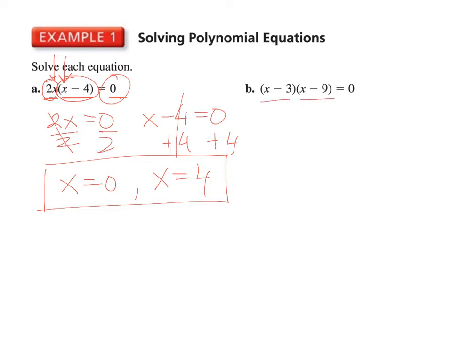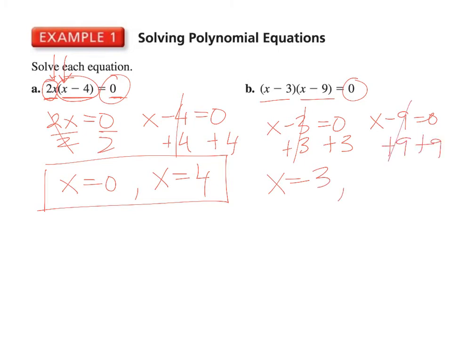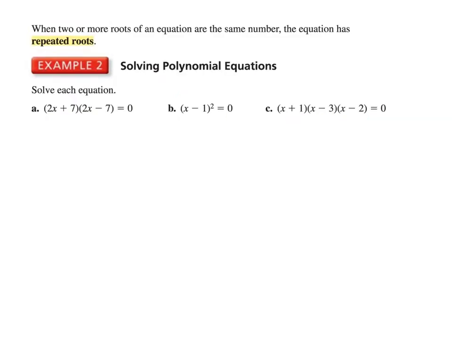Here I'm multiplying these two quantities, and the result is 0. So I set each quantity equal to 0 in order to solve for x. Here I add 9. All right, it's as simple as that. So once again, what do these solutions represent? They represent the x values that when I plug them in, the result is 0. All right, when two or more roots of an equation are the same number, the equation has repeated roots.